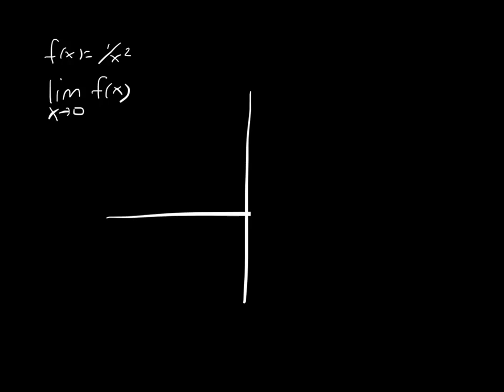All right, let's consider this function now. f of x equals 1 over x squared. And let's talk about the limit as x approaches 0 of this function. Now this graph is always positive, always above the x-axis, because we've got 1 over x squared. We've got a horizontal asymptote along the x-axis and a vertical asymptote along the y-axis. So our function has to look something like this.